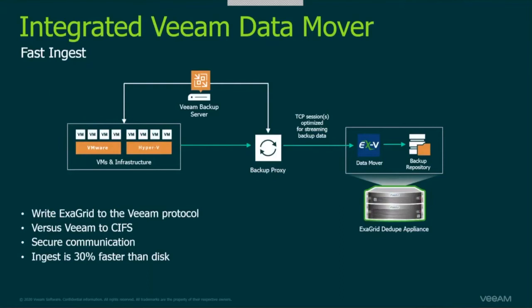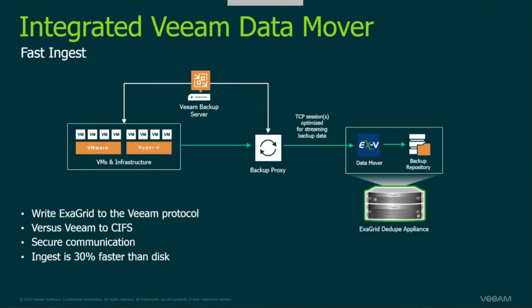So you write to ExaGrid with a Veeam protocol, that's a secure protocol, some form of air-gap protocol that we're communicating, as compared to Veeam to a CIFS share, and then ingesting is 30% faster from a backup window standpoint, keeping within your backup windows.